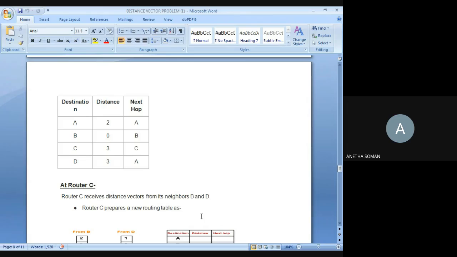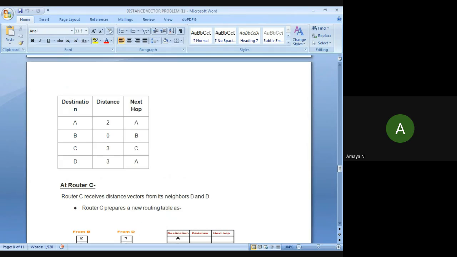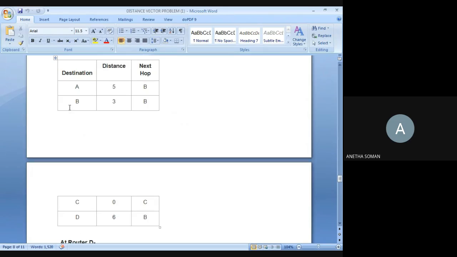Amaya, what have you done? What did you get at router C? D11B, D11D? No, the cost is increasing there. You will get D6B. You will get the new routing table where the cost is reduced. That is D6B. Now, how are you doing this?